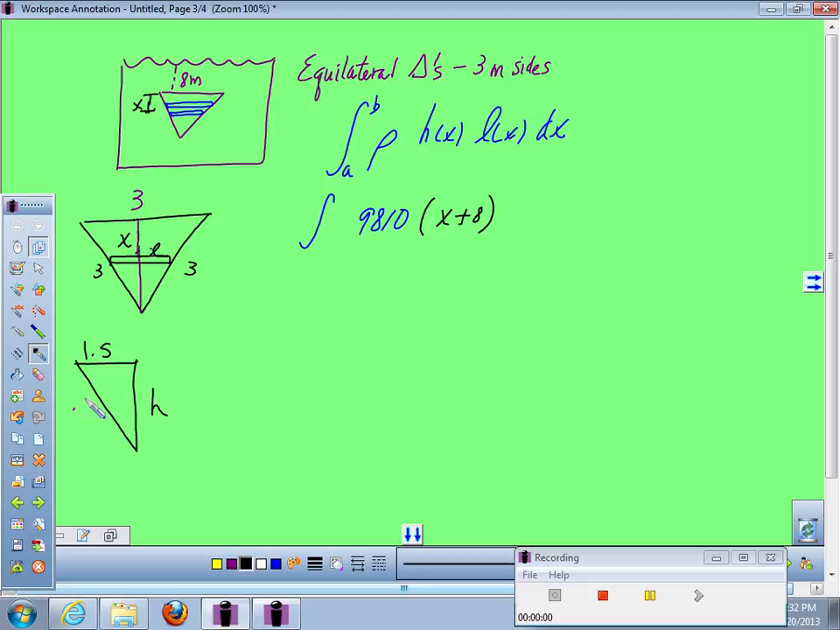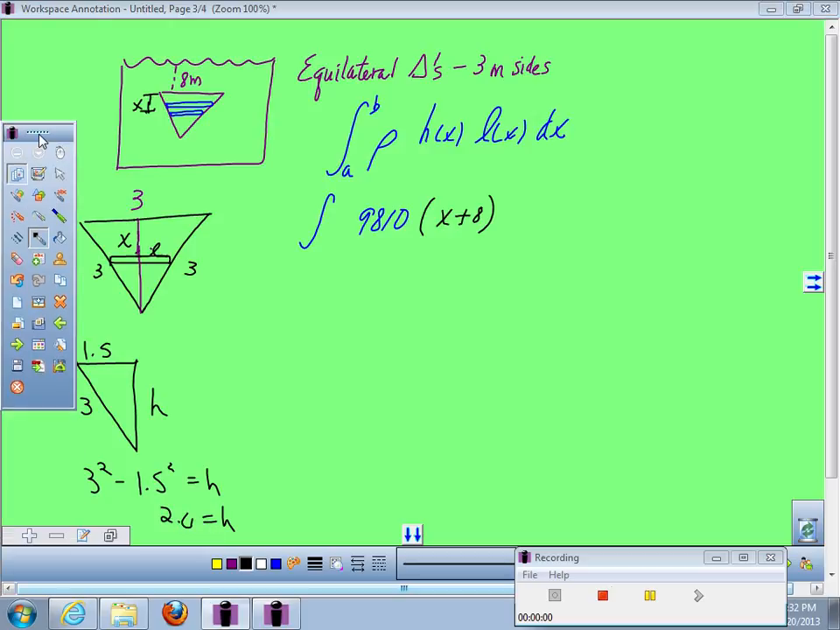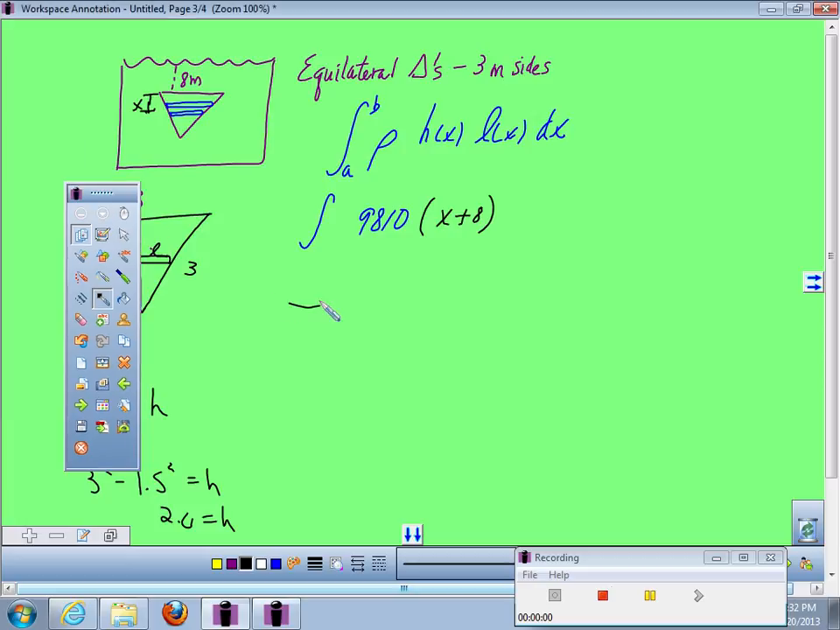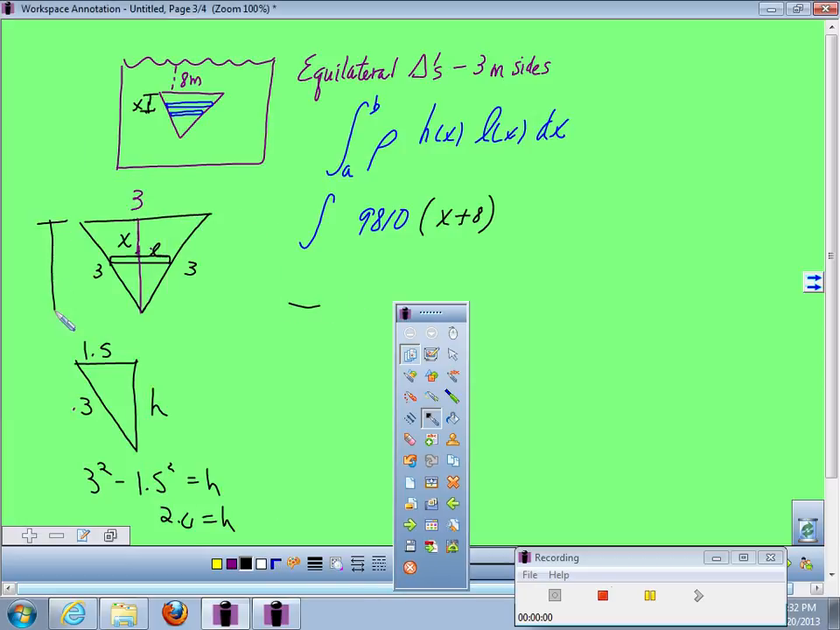And I know then that's 1.5 and 3, and I would like to think at this point we can do the Pythagorean theorem. Are you willing to trust me and have me tell you that it comes out 2.6? If you do Pythagorean theorem, 3 squared minus 1.5 squared, you will get 2.6. So our whole height here is actually 2.6. Sorry, it's kind of messed up there. I'll fix it for you.